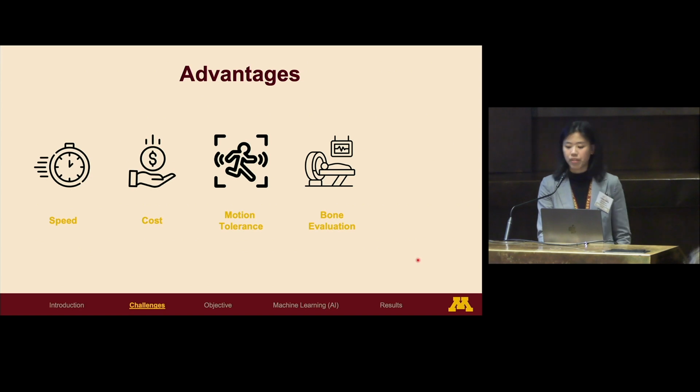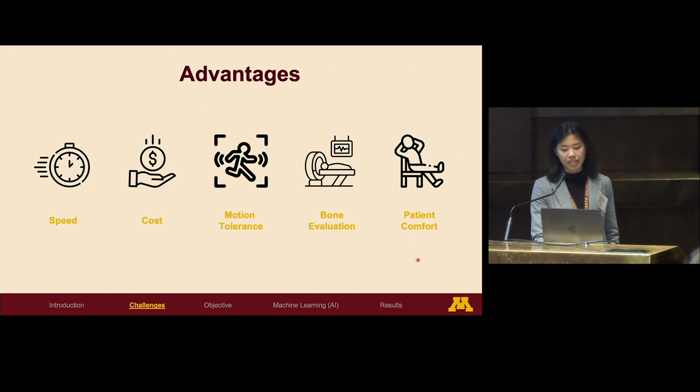CT scan also provides a detailed evaluation of the skull, so physicians can assess the bone structure and potential fractures right away. And last but not least, it doesn't require the patient to enter a confined space for an extended period of time, just like the MRI does, providing more comfort to the patient.